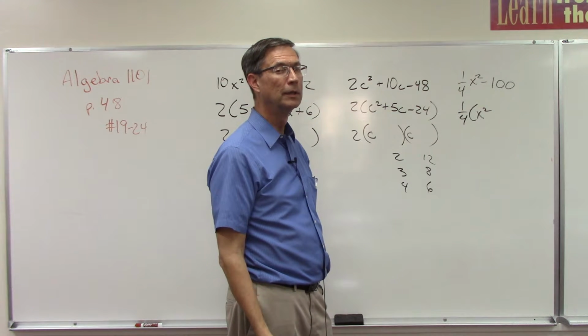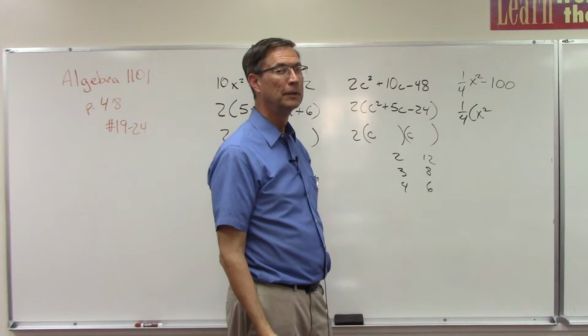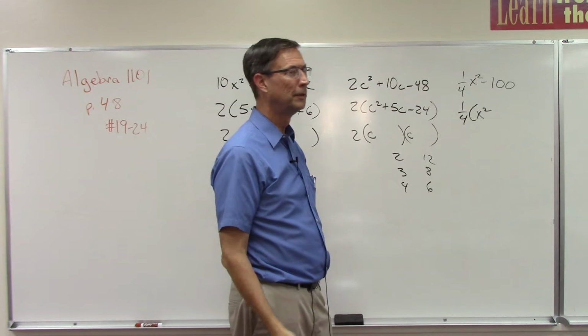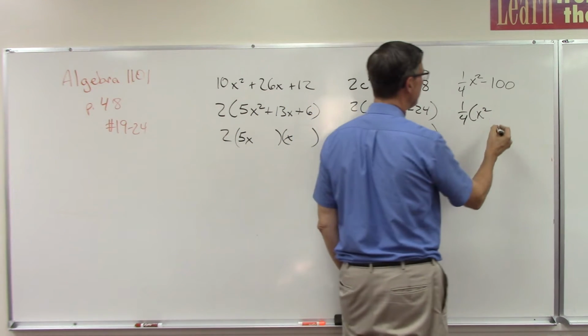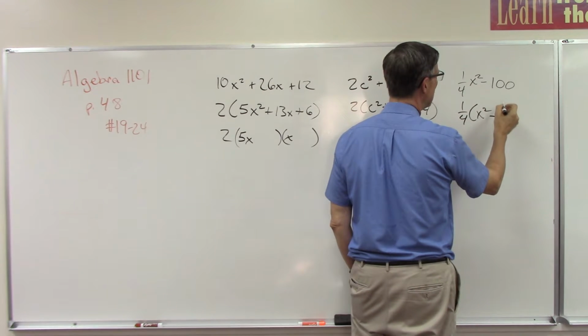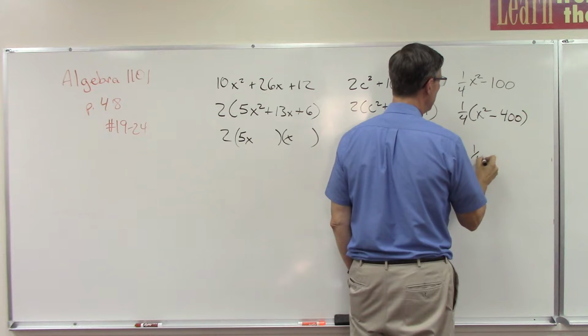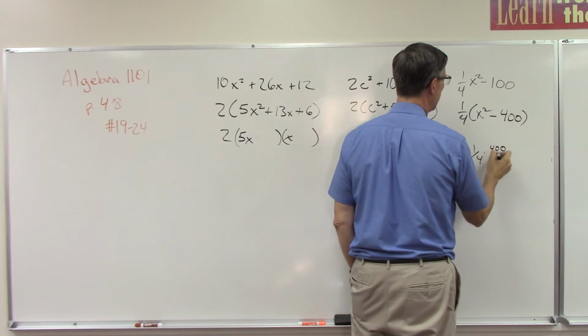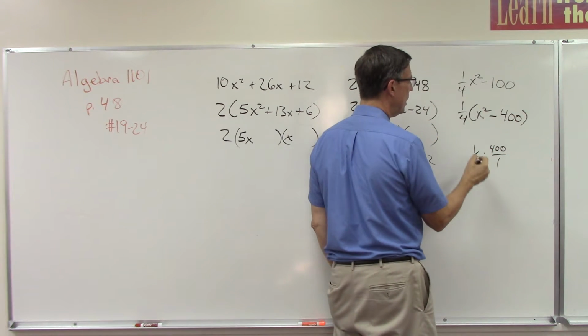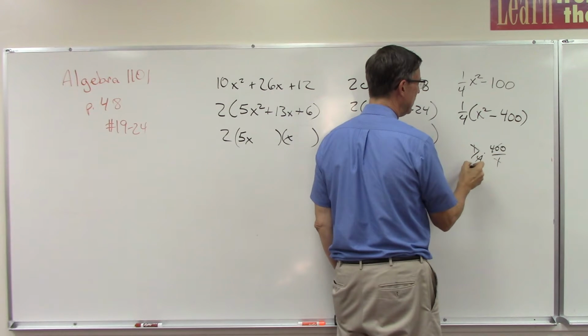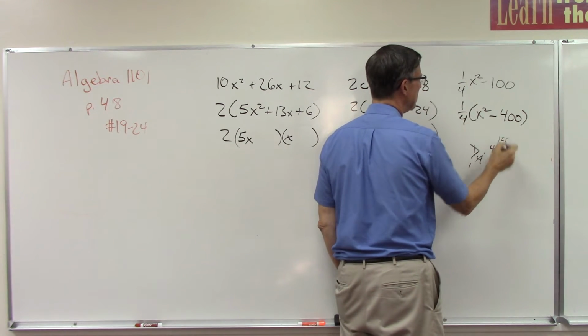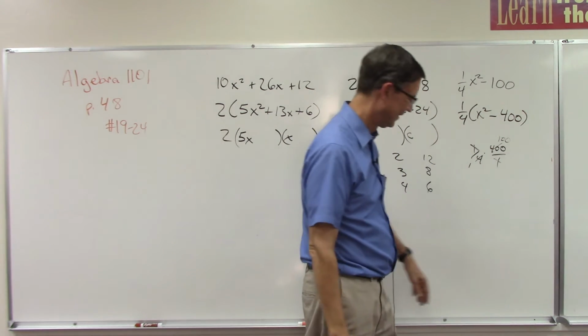Are you thinking? Did you write an answer down? Let's try it. Let's see if 400. What is 1/4 times 400? I'll put that over 1. Oh, look. Cancel. And we get 100. Yay. Okay.